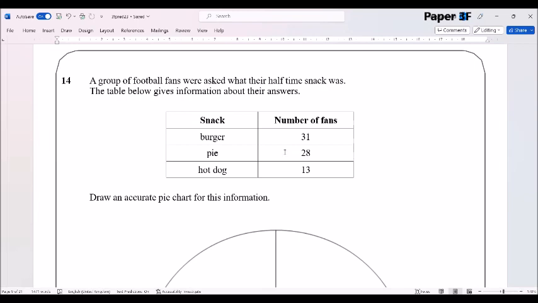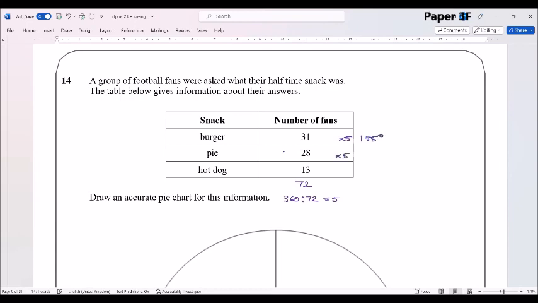So first of all, we're going to add these together. So we've got 31 plus 28 plus 13 is 72. We know that angles around a point add up to 360. So we're just going to do 360 divided by 72. That gives us an answer of 5, which means that for every fan, we're going to put in 5 degrees. So we're just going to do 31 times 5. 31 times 5 is 155 degrees.